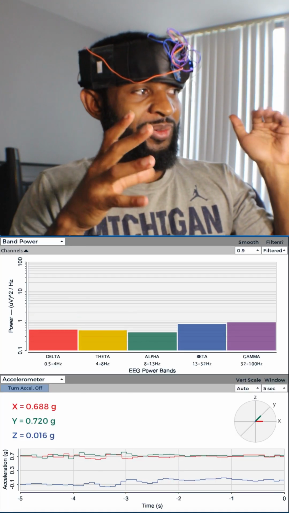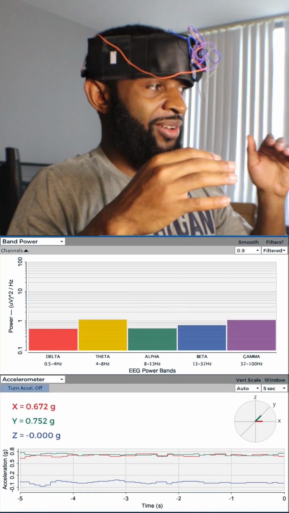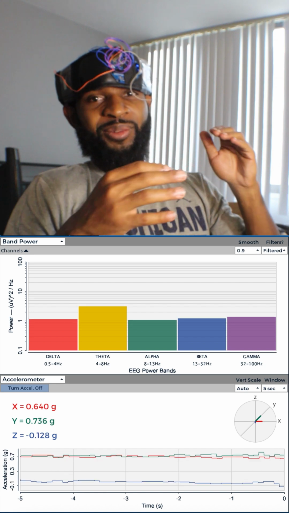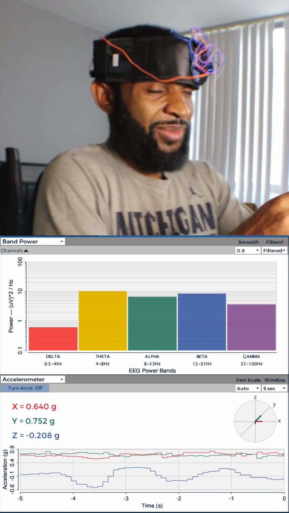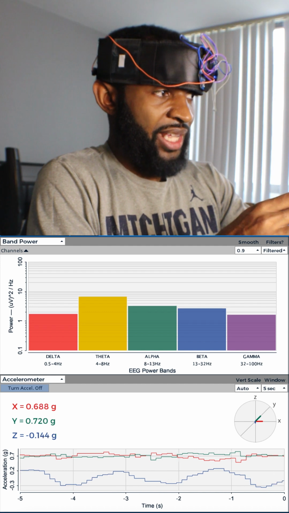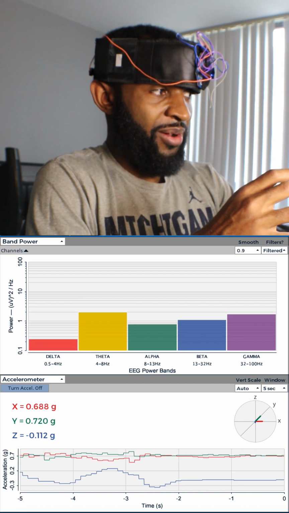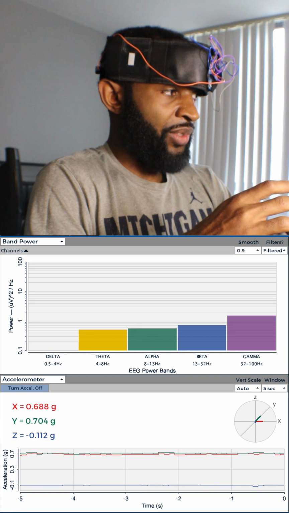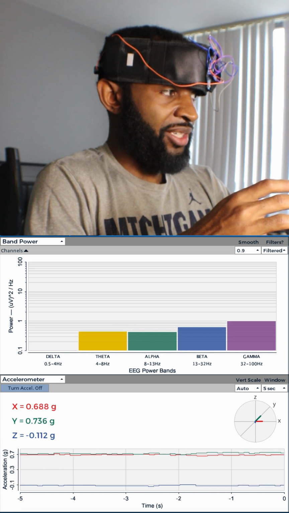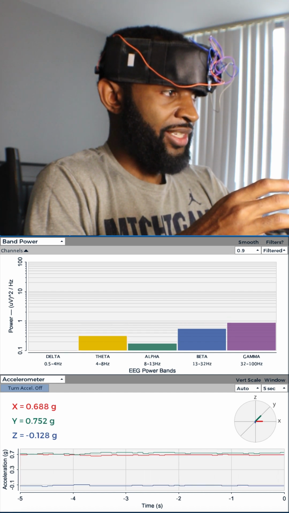So on the top part, what you see is the EEG band power, and on the bottom part is the gyroscope. I didn't want to bring the raw time series because it's kind of like patient information, I guess. I don't know, but you can see my head moving. If you look at that circle on the top right of the bottom pane, you can see that blue is the Z, the green is the Y, and the red is the X.